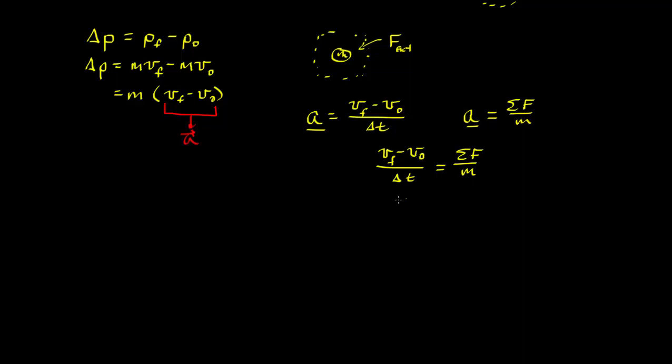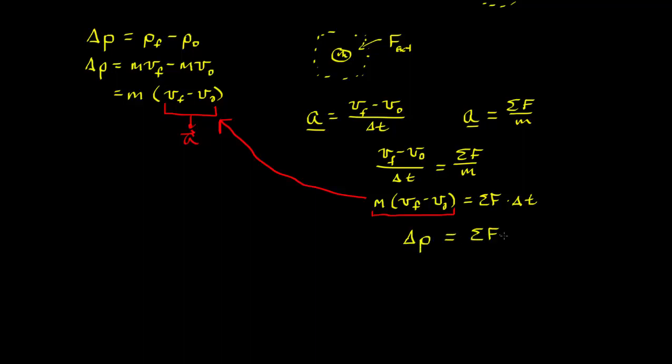And then if I multiply this over, I get mass times Vf minus V naught is equal to, and multiply this one over, the net force times delta T. Now, if you recognize this part right here, that is my change in momentum. So let's go ahead and rewrite this. My change in momentum here is going to be the net force times delta T. And this quantity right there, that is what we call impulse.